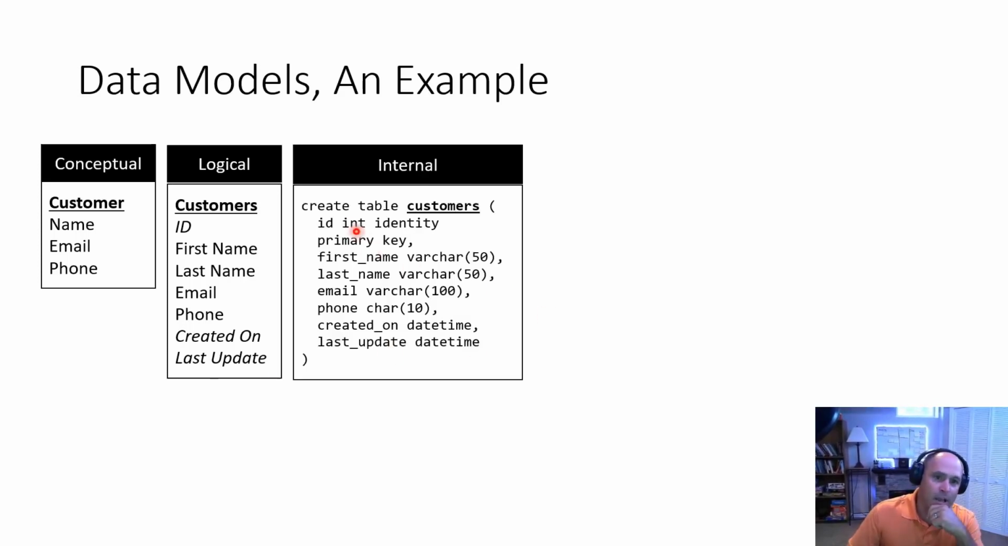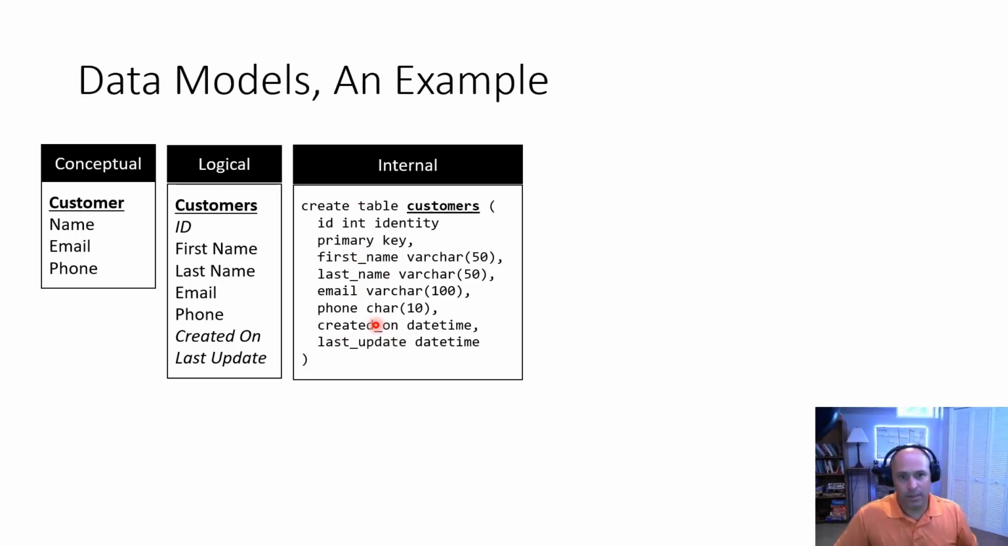So we write SQL code in the relational model to actually implement a customer's table. The customer's table will implement the customer concept. And then this implements that row, and this implements that column. This is the next column, email column, and then phone column, and then created on and last update. You can see that there's a one-to-one mapping in the logical to the internal. The only thing that's different is the code necessary to make the physical thing. And this code is going to be dependent on your selection of database management system.